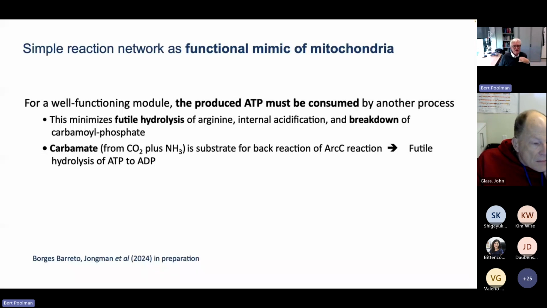But also, surprisingly, because we form quite a bit of CO2 and ammonia, this then leads spontaneously to the formation of carbamate, and then carbamate turns out to be a substrate for the back reaction of the third enzyme. And then we have the futile hydrolysis of ATP to ADP, explaining the decrease in ATP levels at later times. So we have several, I would say, emergent properties in a pathway that is only composed of 4 to 5 components.